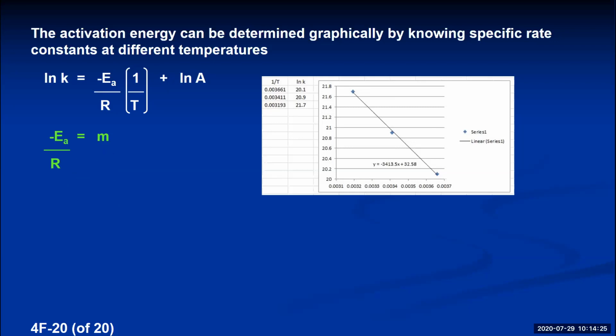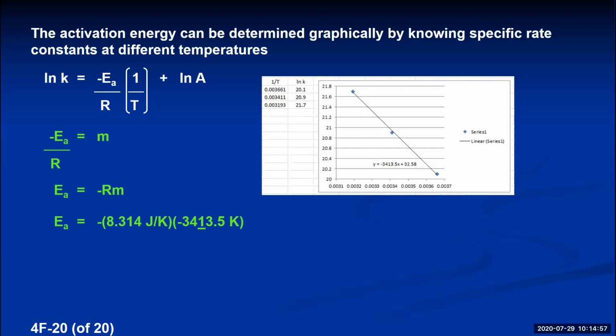Well, the slope equals negative E sub A over R. So if I want to solve for E sub A, I'm going to bring the negative sign and the R over to the right side. My activation energy will equal negative R multiplied by whatever the slope is on my Excel graph. So R, in terms of energy units, is 8.314 joules per Kelvin. My slope, negative 3,413.5, and the units have to be Kelvin because I'm graphing natural log of K versus 1 over T.